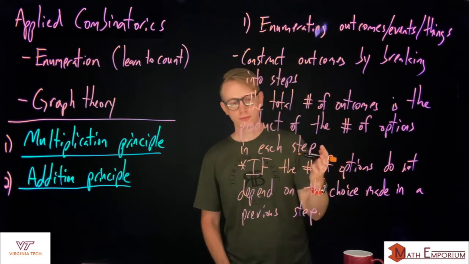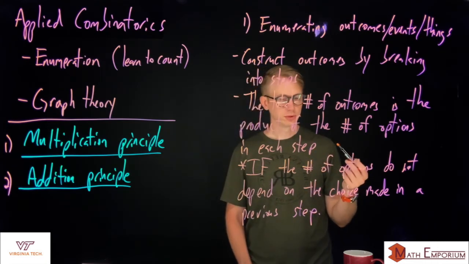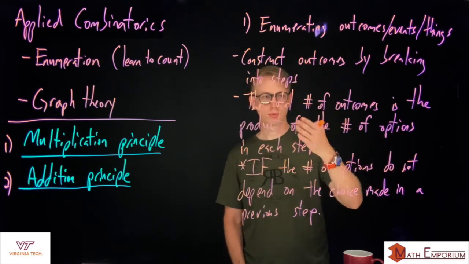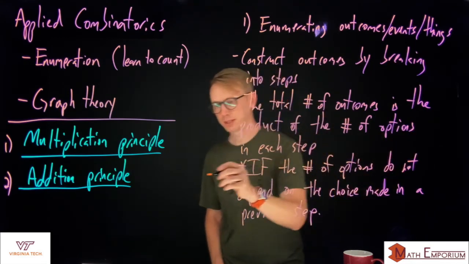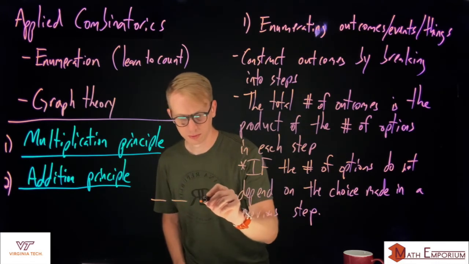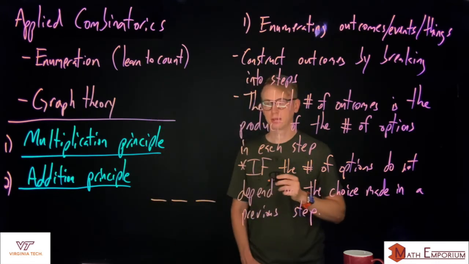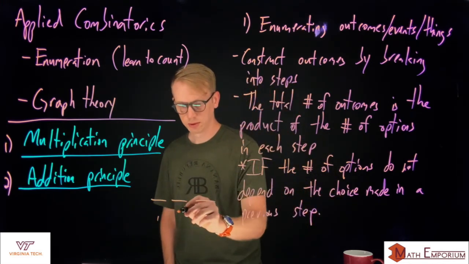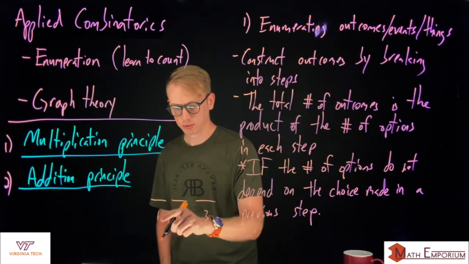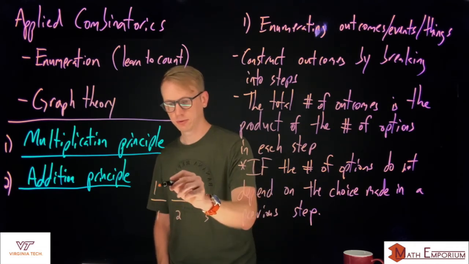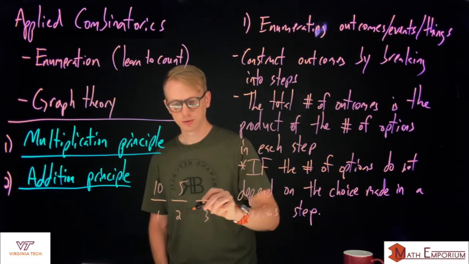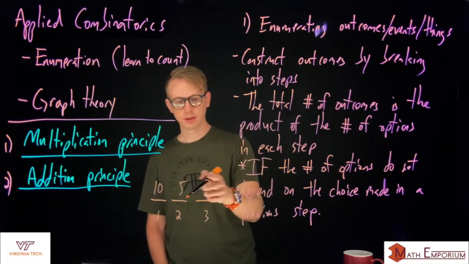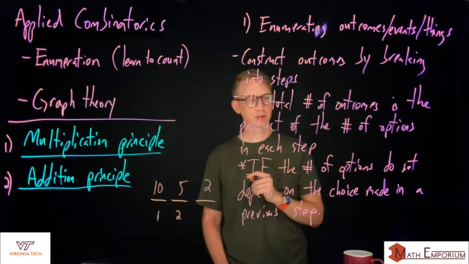I don't have a lot of room for an example, so we'll do a much cleaner example in the next video that'll fit on the board nicely. But basically, if we had, say, 3 steps, step 1, 2, and 3, so I'm just talking about my steps here. If I had 10 options for the first step, 5 options for the next step, and 2 options for the last step, I would multiply this together, 10 times 5 times 2, and that would be 100 possible outcomes.